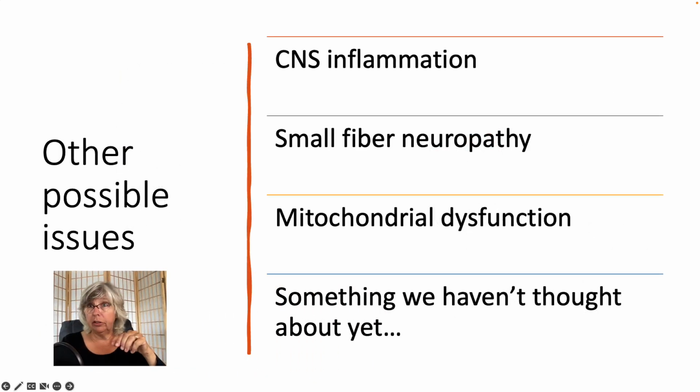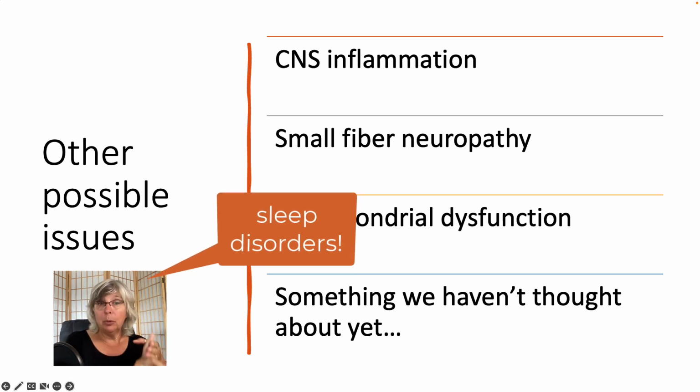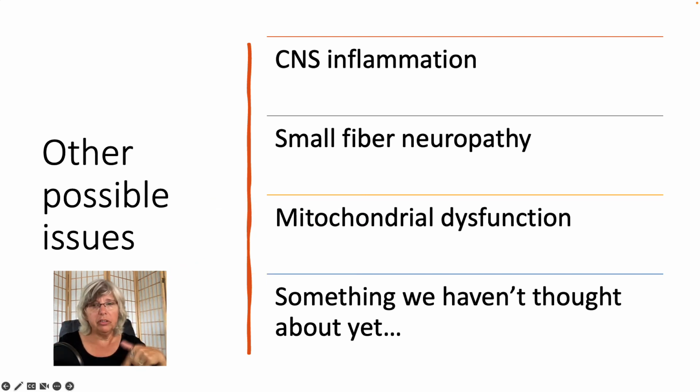So we have talked then, I'll see if I can remember these. We talked about the HPA axis, dysautonomia, central sensitization, tender points. And these are all well-recognized components to fibro. I will say for those tender points, let me go back here for a moment.